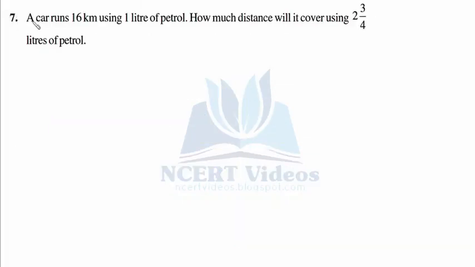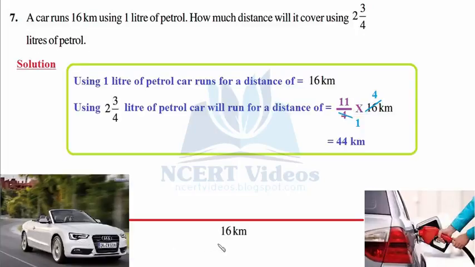Seventh, a car runs 16 km using 1 liter of petrol. How much distance will it cover using 2 and 3/4 liters of petrol? So imagine this is a car. When it is filled with 1 liter, it can run 16 km. But the question asks how far it will go when the tank of the car is filled with 2 and 3/4 liters. So you can visualize it in this manner.